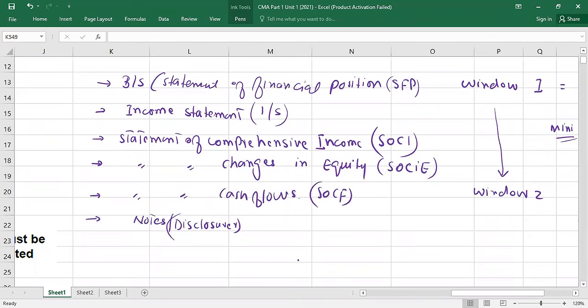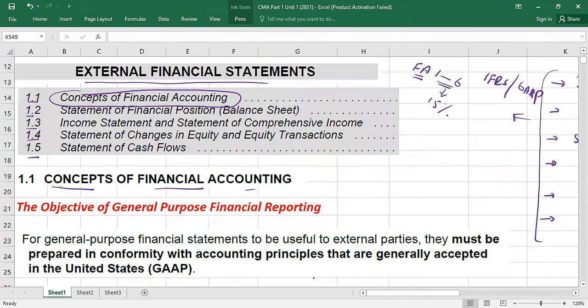Now, when you prepare these financial statements by using either IFRS or GAAP, this is called general purpose financial statements. What is it called? General purpose financial statements. So this is what I told you, this word. The financial statements which we are preparing by using GAAP or IFRS are called general purpose financial statements.